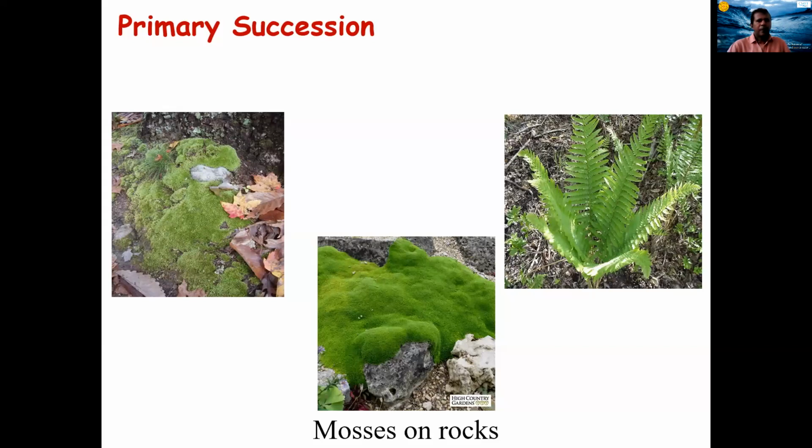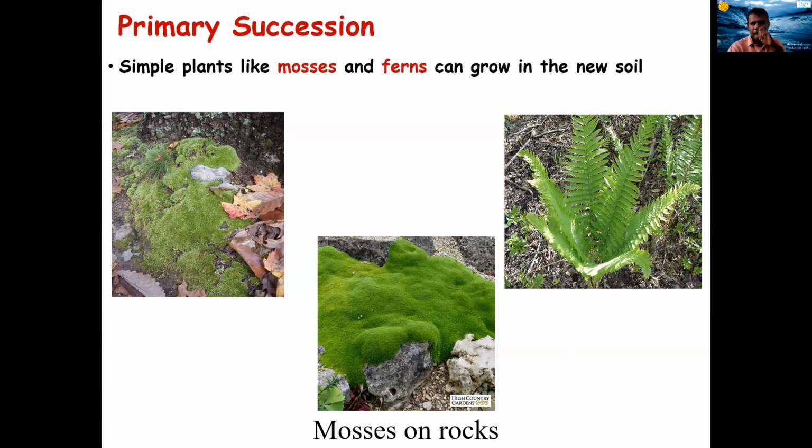Okay, this is again showing some primary succession from a moss species, right? From moss to the ferns, so they can be the pioneer species that come into the environment, right?